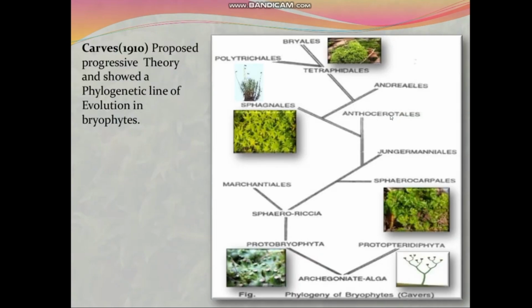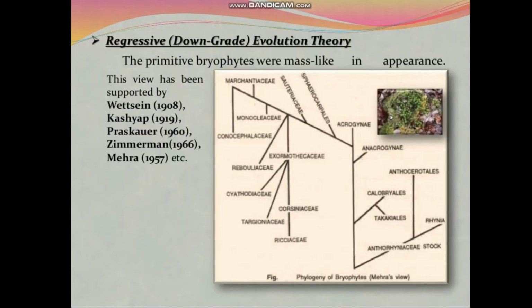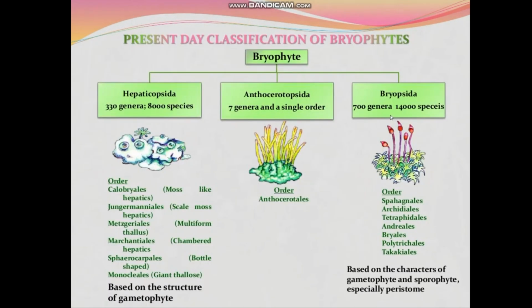Kashyap, 1910, proposed the progressive theory and showed a phylogenetic line of evolution in bryophytes. This figure shows the phylogeny of the bryophytes. Regressive and downgrade evolution theory: the primitive bryophytes were most likely leafy in appearance, and this view has been supported by Wettstein, Kashyap, Proskauer, Zimmermann and Mehta.